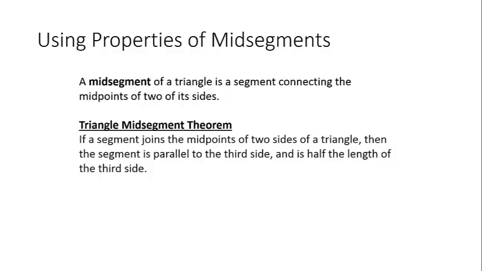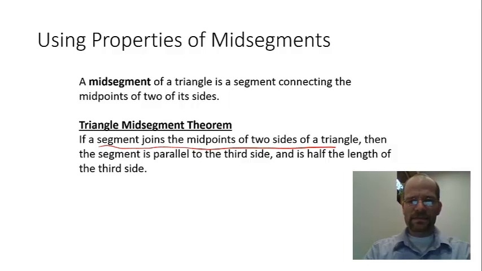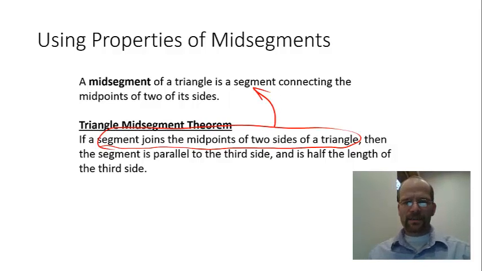Mid-segment theorem, let's take a look at that. It's a helpful rule, something that we'll be able to apply in a number of different circumstances. It says if a segment joins the midpoints of 2 sides of a triangle, then the segment is parallel to the third side and is half the length of the third side. Notice this hypothesis here: a segment joins the midpoints of 2 sides of a triangle. That's really just the definition of a mid-segment. So in other words, if you're dealing with a mid-segment, it is parallel to the third side and is half the length of the third side.